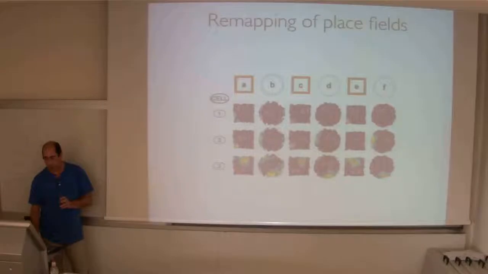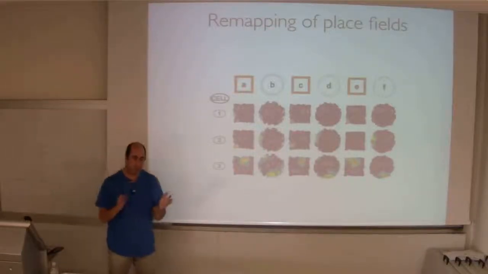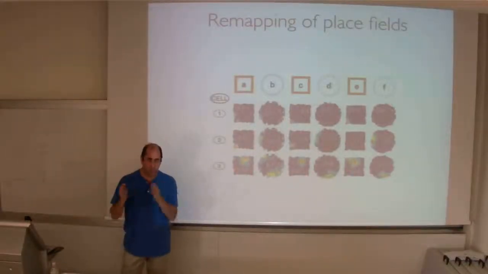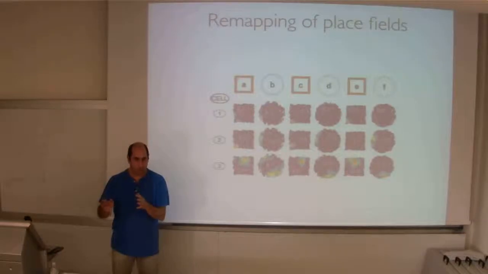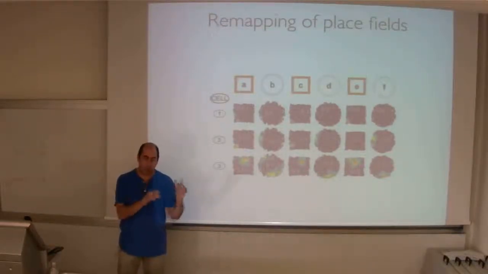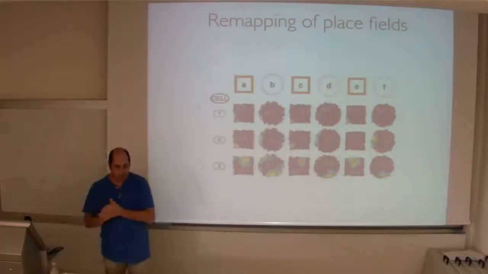You move it back to the circular arena, it fires here. Okay, you move it back to the arena, it doesn't fire at all, but you move it in this arena, it fires again in the same location. So the idea is that the same cell can fire, have place fields which are more or less consistent between different contexts. And in one context it will code for one place, in another context it will code for another place.